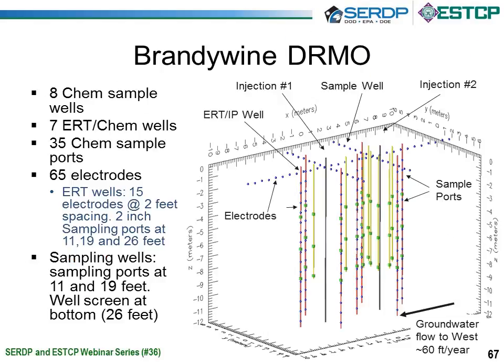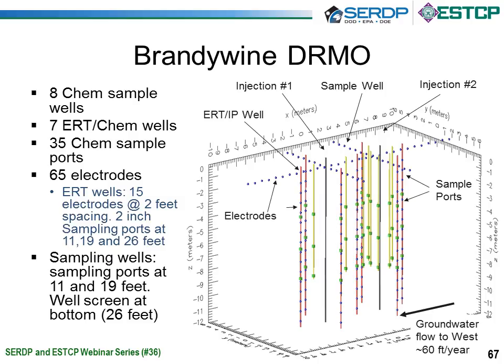So the last site I want to talk about is Brandywine. Until 1987, this site was used to store waste and excess governmental materials. And the objective at this site was to use hydrogeophysical tools to remotely monitor and visualize subsurface amendment placement and transport in near real time.